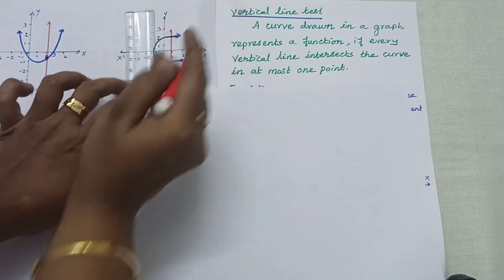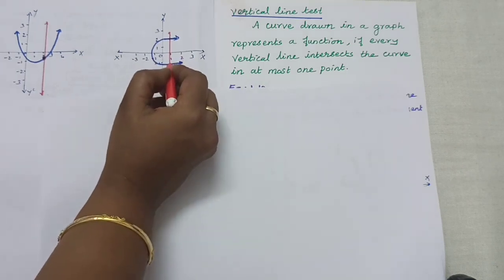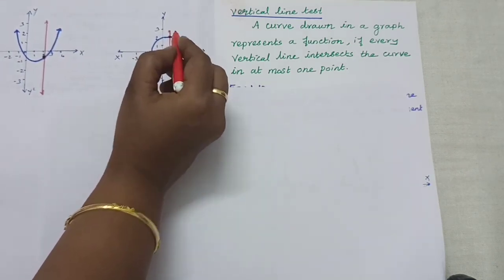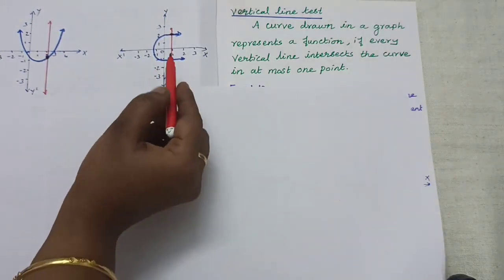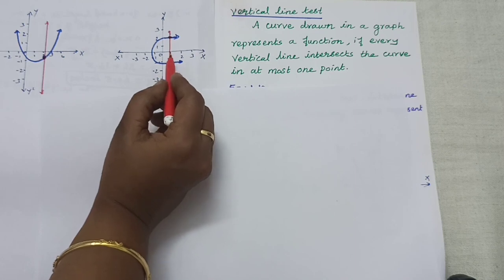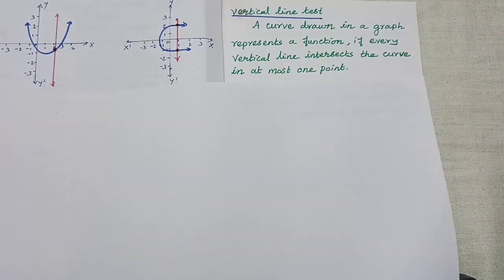Draw a vertical line. This vertical line intersects the curve at most 2 points. Here one point, here one point. The curve intersects the vertical line at most 2 points. So it is not a function. Have you understood what is meant by vertical line test?